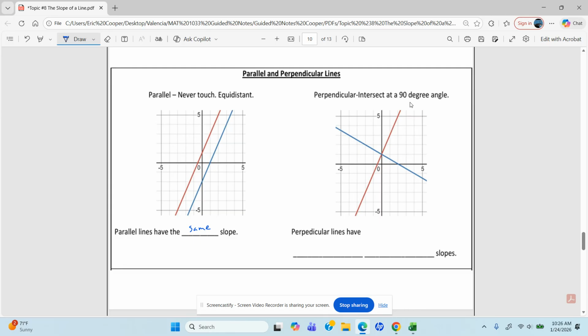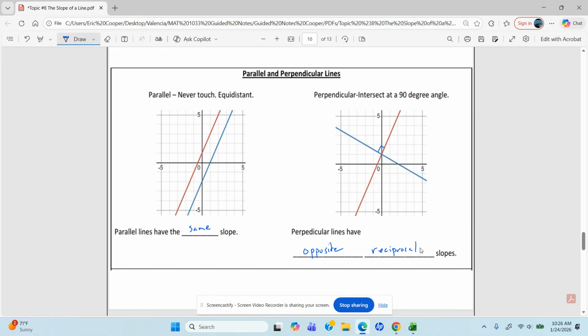Perpendicular lines are lines that intersect at a 90-degree angle. So I should be able to go up and measure it and see that it is 90 degrees. In order for this to happen, we should be able to look at those slopes, and we should see the perpendicular lines have what's called opposite reciprocal slopes. So parallel lines have the same slopes, and perpendicular lines have opposite reciprocal slopes, which we're going to take a look at here in a second.